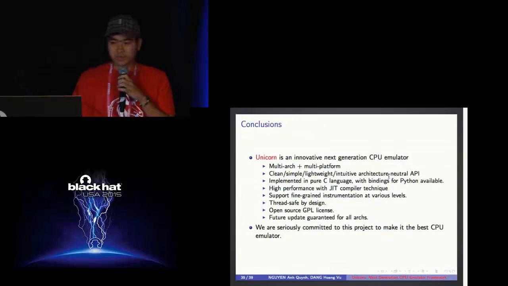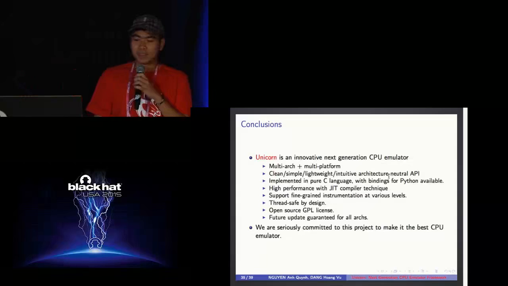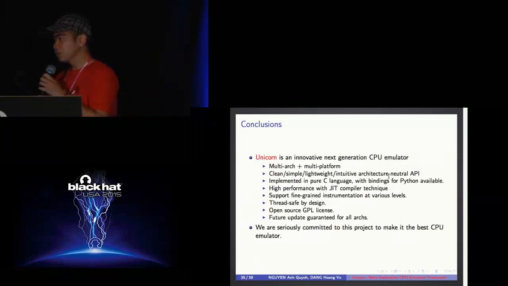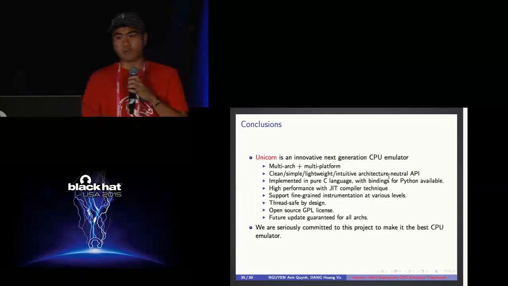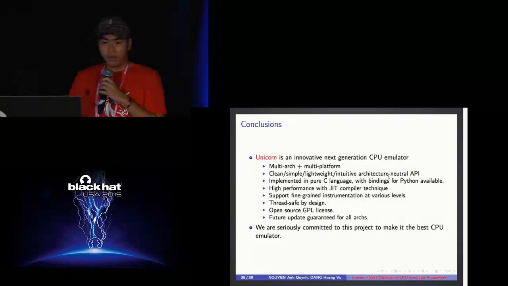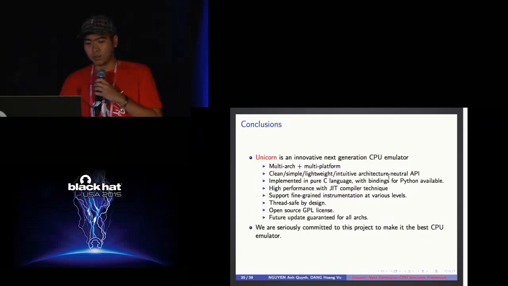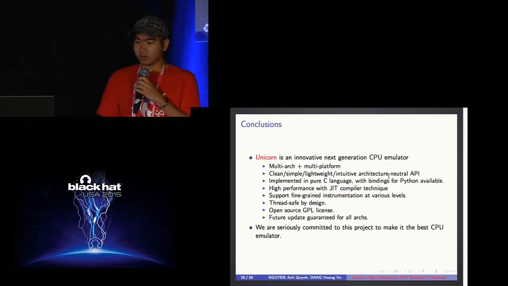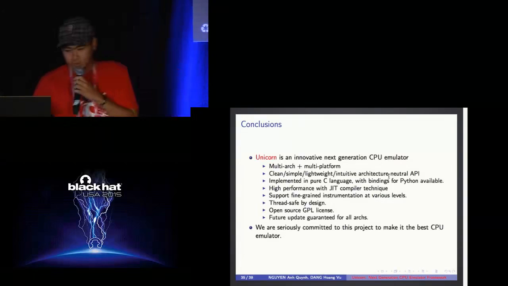So in conclusion, here's a summary of our Unicorn framework. You can read the slide. We're serious about committing time to this project and making it the best CPU emulator. We hope that after we release, we can have help from the community, just like Capstone, and make this the best emulator. And if we make this the best emulator, QEMU also benefits from it. We can report upstream, sending it to our code, and make it the best system emulator. So that's it.